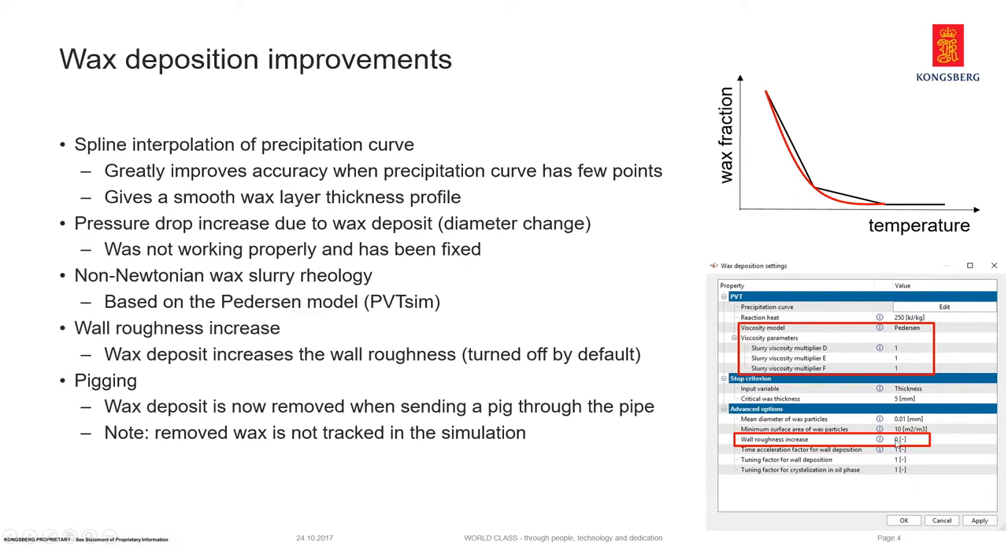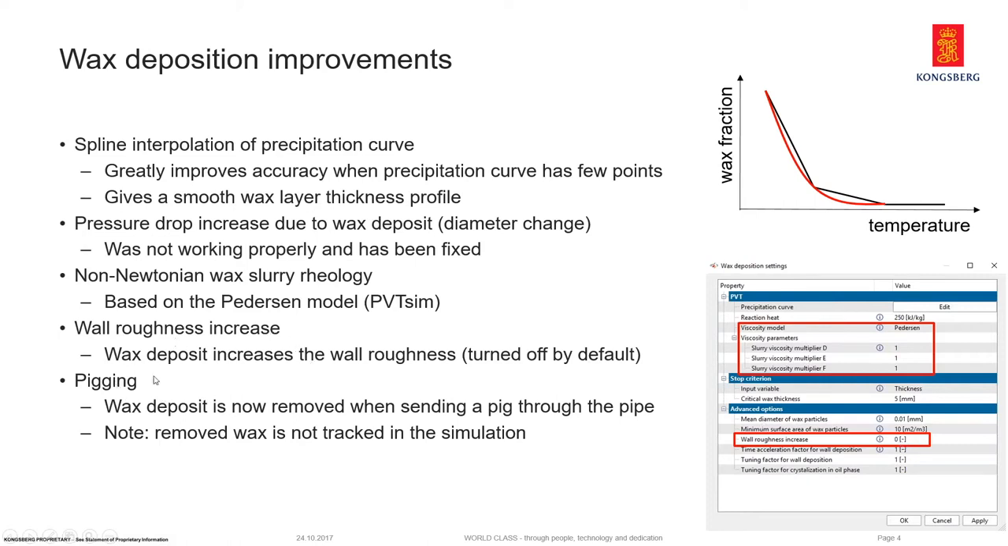So it's by putting a coefficient here, this is how much the wall roughness you get. So for instance, if this wall roughness increase is set to a factor of 1, it means that 1 millimeter of wax deposit gives 1 millimeter of wall roughness. So it's kind of like a multiplicative tuning coefficient. But by default it's set to 0, so then it doesn't do anything.